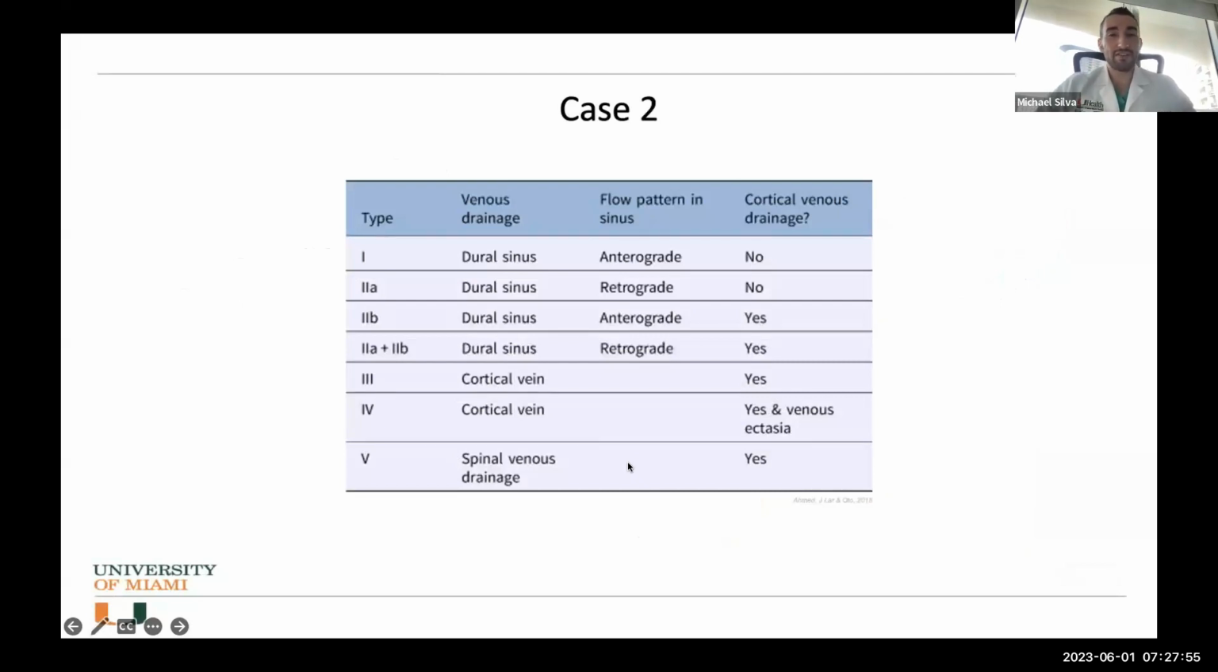Yet another classification here, this is the Cognard system, which a lot of people will use. Just important to know that it's the same principles. The differences are anterograde versus retrograde flow through the sinus, and then whether or not there's backflow into the cortical veins. Again, that's where the hemorrhage risk comes from.